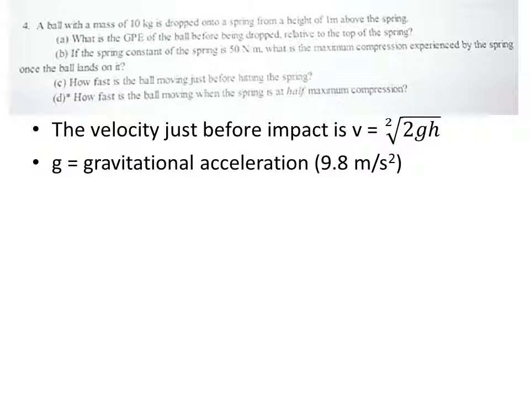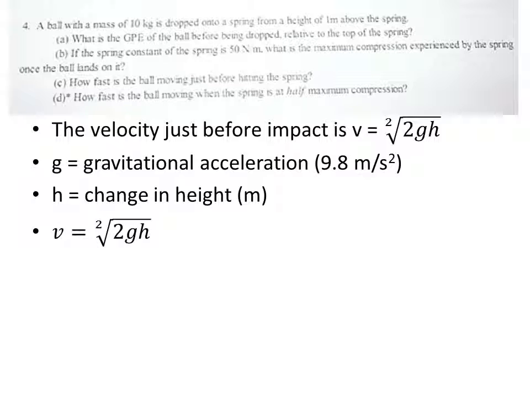How fast is the ball moving just before hitting the spring? The velocity just before impact is measured as v equals the square root of 2 times gravitational acceleration times the displacement in height. The gravitational acceleration is equal to 9.8 meters per second squared, and the change in height is measured in meters. So this is our formula. Velocity is equal to the square root of 2 times gravitational acceleration times change in height.